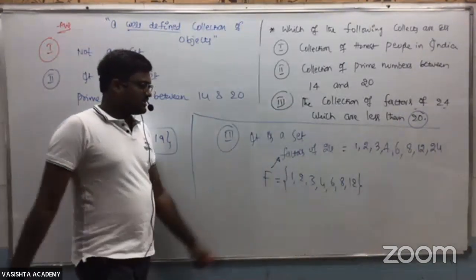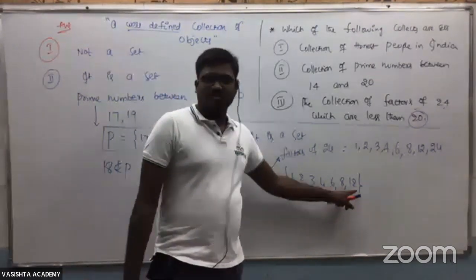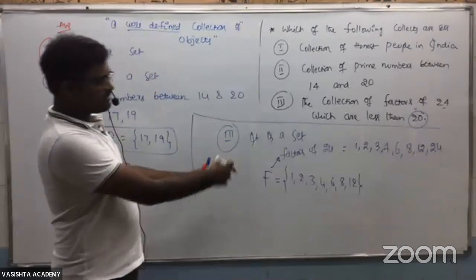So this is also a set and it contains how many elements? 1, 2, 3, 4, 5, 6, 7. Understood?